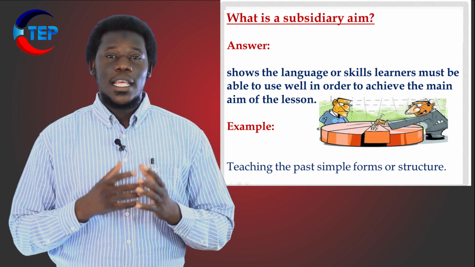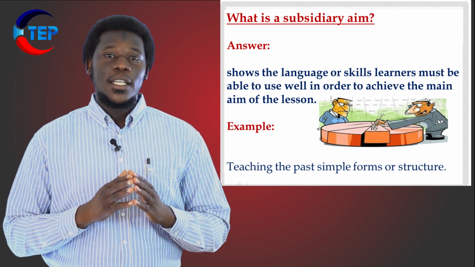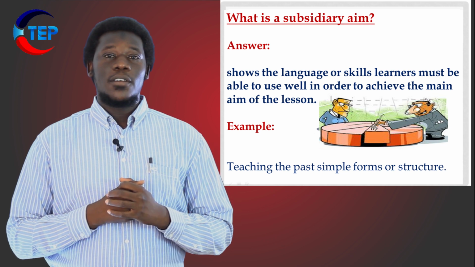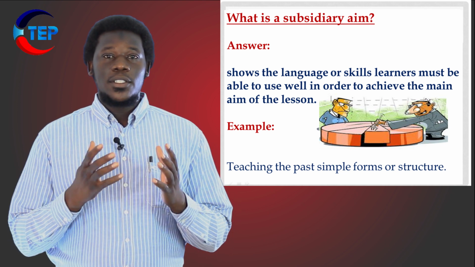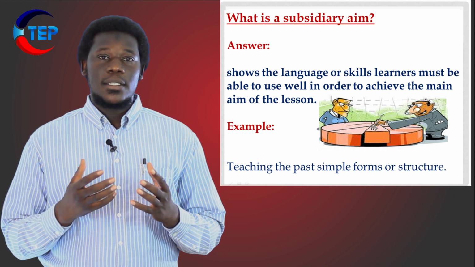Number two, what is subsidiary aim? Subsidiary aim shows the language or the skills that our learners must be able to use very well in order to achieve the main aim of the lesson. For example, teaching the students or your learners the forms of the past or the structure of the past simple.